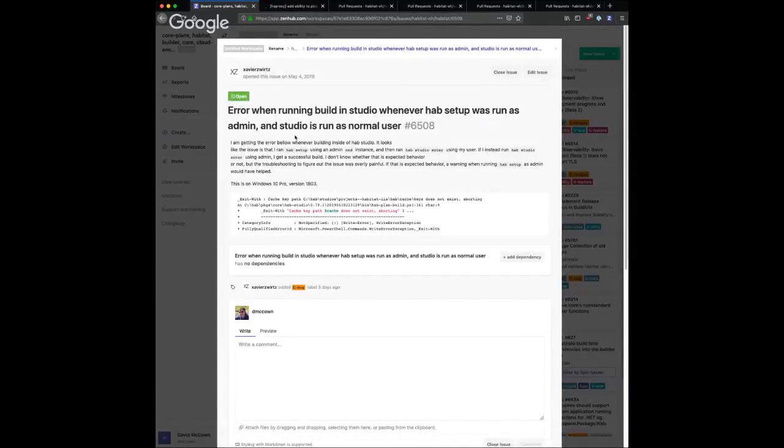Let's see here. When running build in Studio, whenever hab setup was run as admin, the Studio is run as a normal user. So they entered hab studio enter with their user. Oh, one second. Interesting. This feels like a bug to me. It shouldn't. Yeah, because that path doesn't exist.